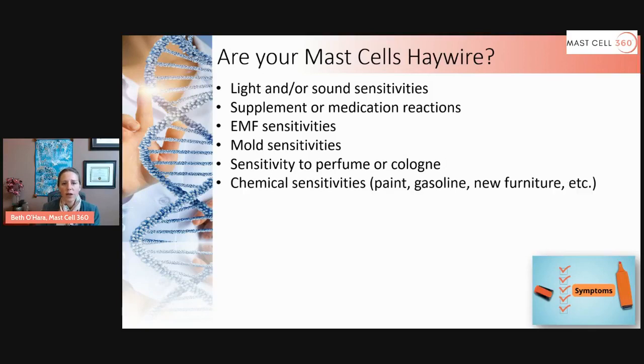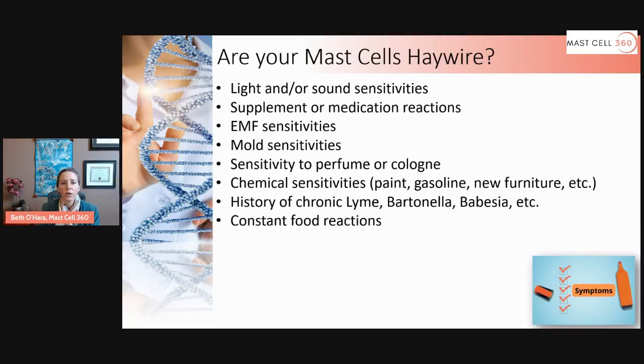Do you have other chemical sensitivities? This is like paint, gasoline, off-gassing from new furniture. Do you have any history of chronic Lyme or those co-infections like Bartonella or Babesia? Do you have constant food reactions? Like every time you eat, every time I ate, my hands would swell. You might get itching. I used to get itching every time I ate, those kinds of things.